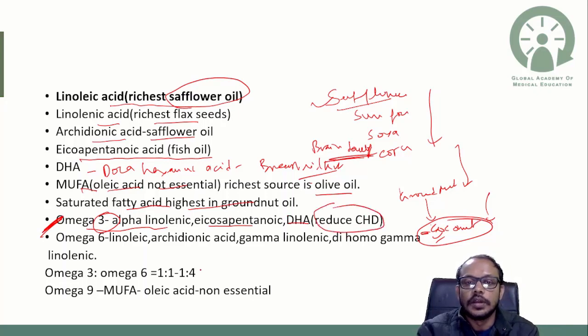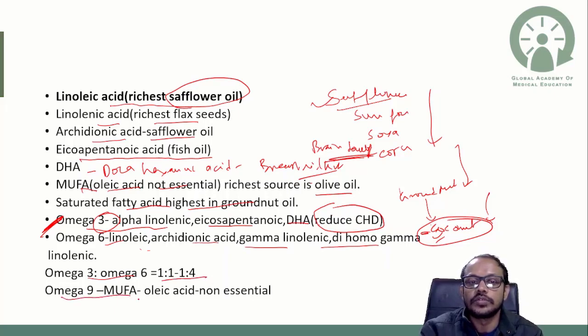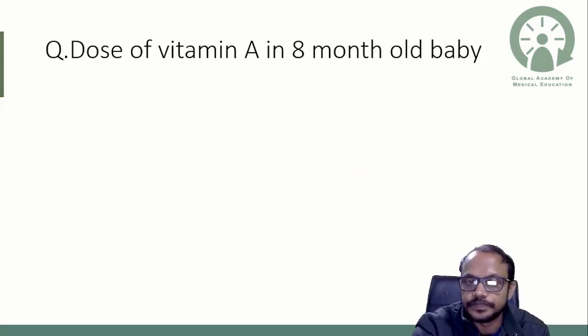Okay, I have already taken this in the FMGE exam series recall session in the previous question. These slides I have already told. Okay, omega 6 includes linoleic acid, arachidonic acid, gamma linolenic acid, and the omega 3 to omega 6 ratio should be 1:4. Omega 9 is a monounsaturated fatty acid, oleic acid, and it is non-essential. Okay, this is all about the fatty acids.